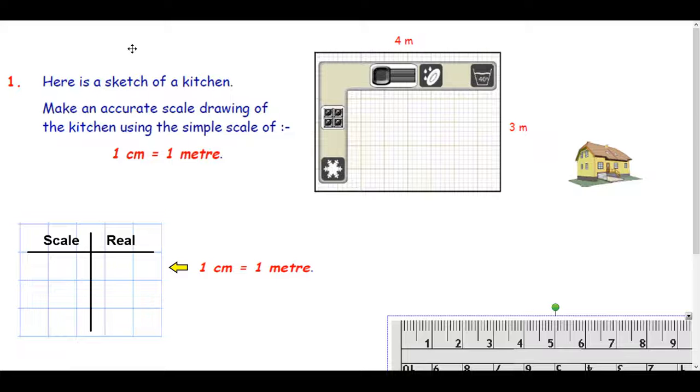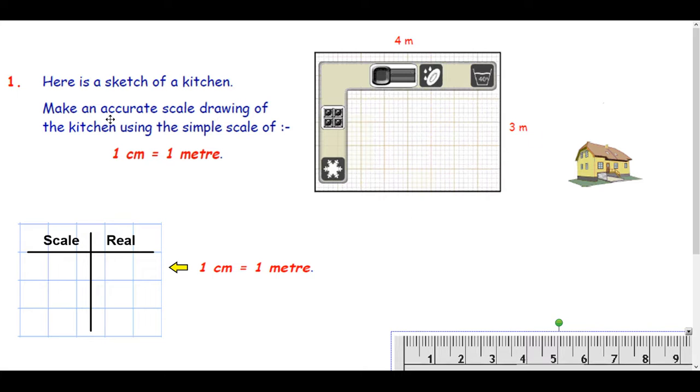Hi there, in this lesson we're going to look at how to draw a basic scale drawing, just very simple ones to get the idea. Now first of all, what you see here is a sketch of a kitchen. It's 4 metres by 3 metres. It's got a scale here, 1 centimetre is 1 metre.